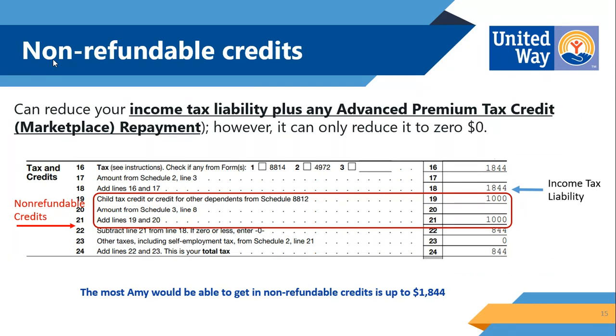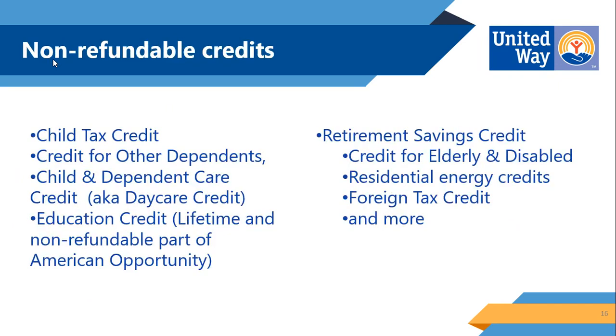If the credit is more than the tax, it'll just cover that amount. So the most Amy can get for non-refundable credits is $1,844. Types of non-refundable credits are child tax credit, credit for other dependent, which is what these two dependents got, child and dependent care, which is daycare credit, some education credit, retirement credit, there's credit for the elderly, energy credits, and foreign tax, and there's more.